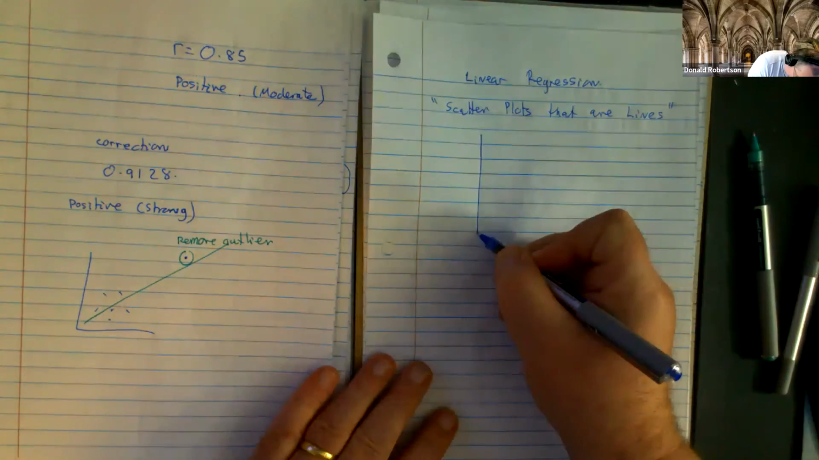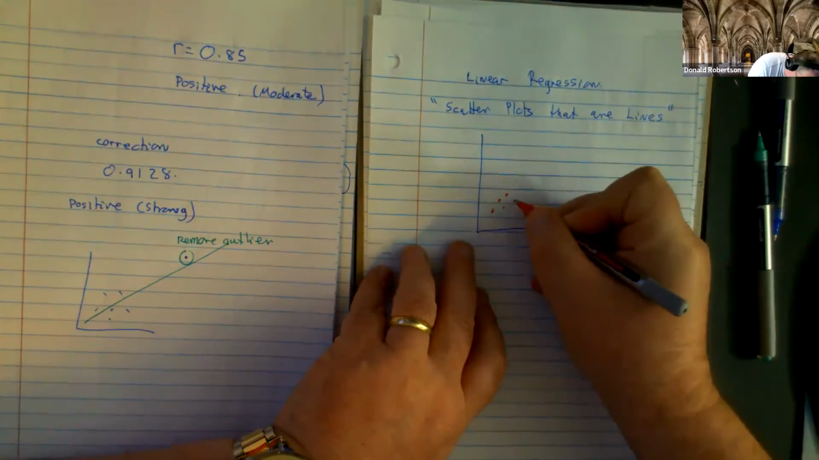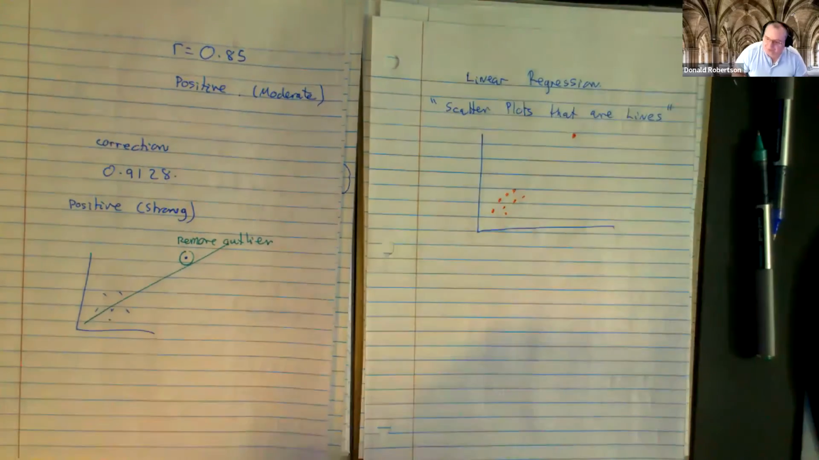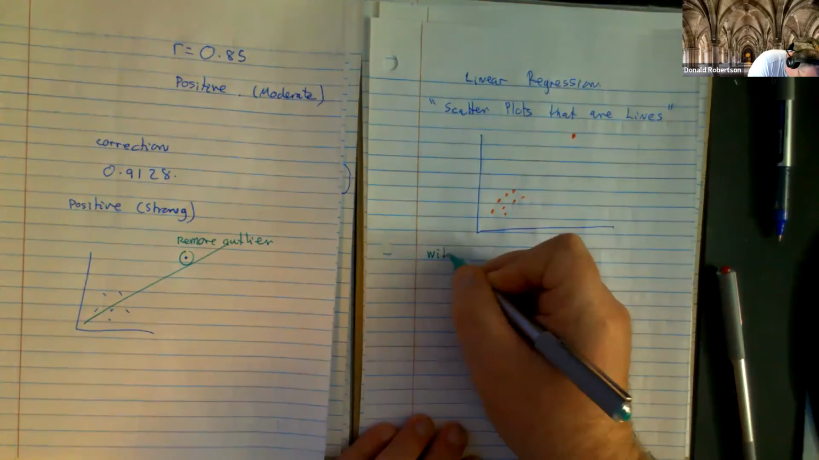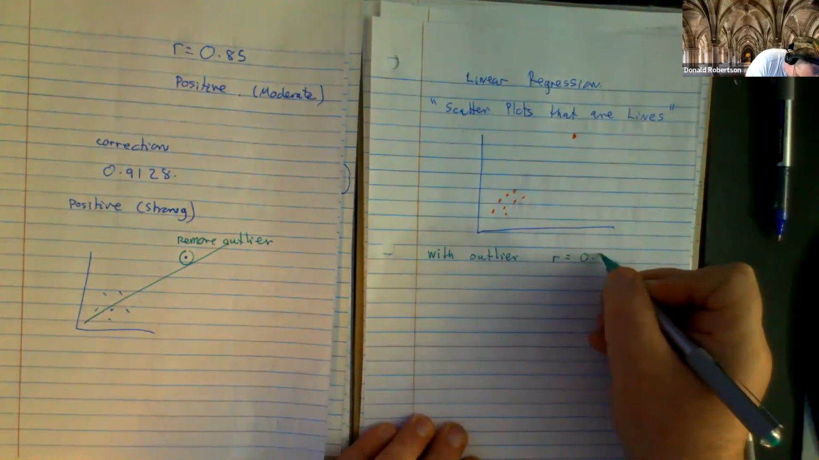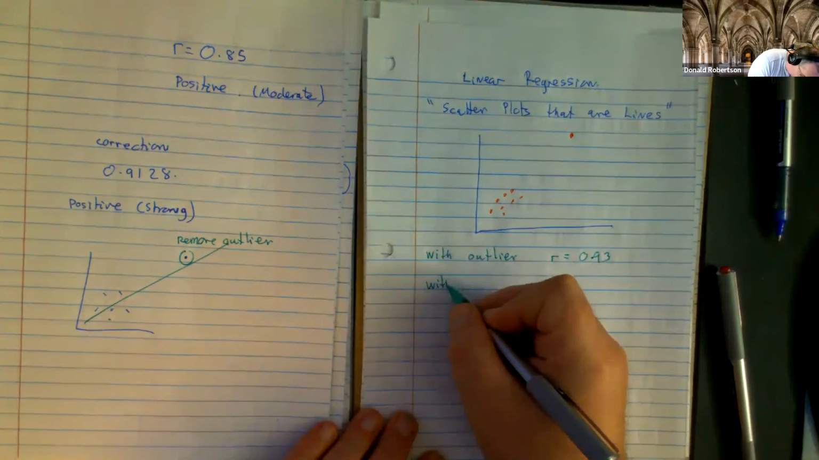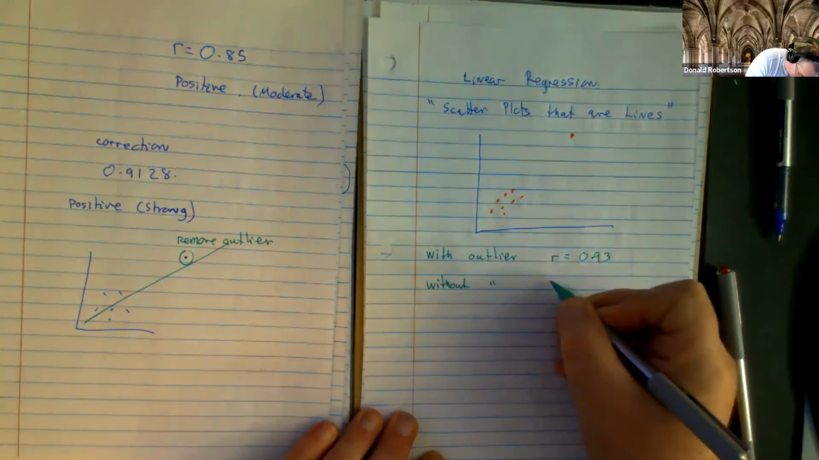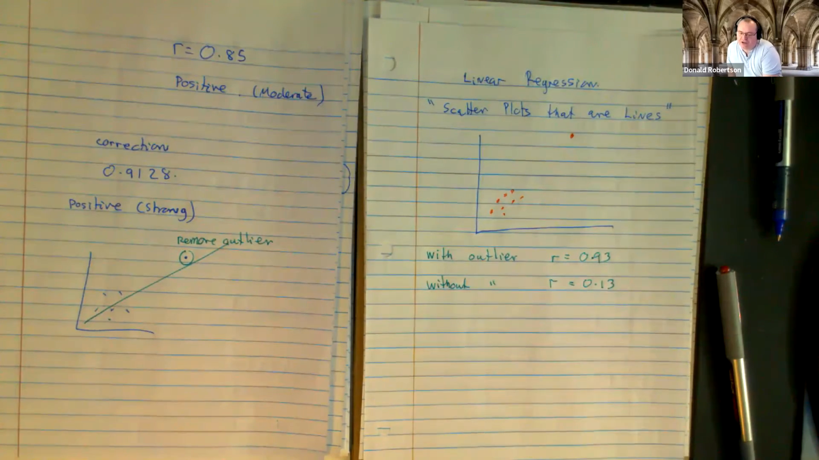So if you have data with an outlier, the correlation coefficient could be quite high. Without the outlier, couldn't the correlation coefficient change a lot? Is that a truism? Right.